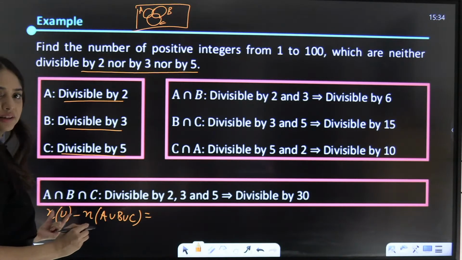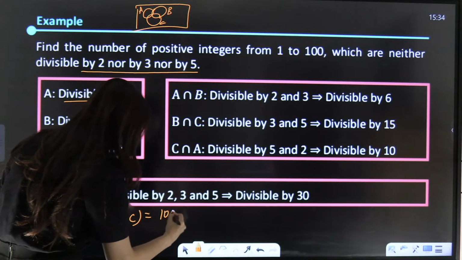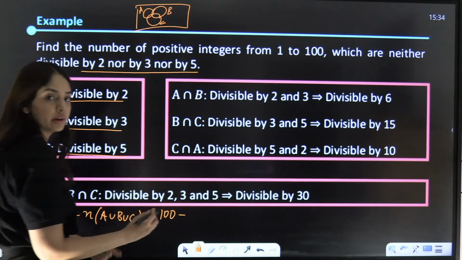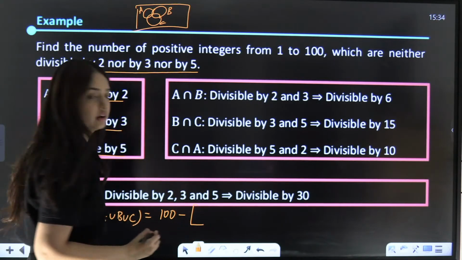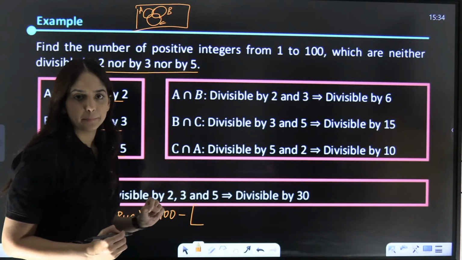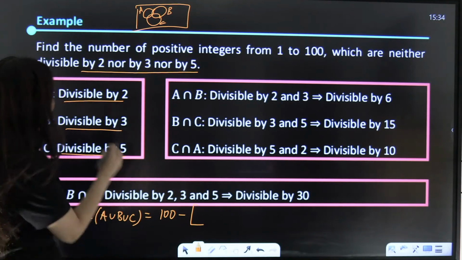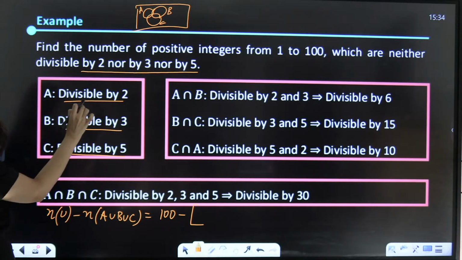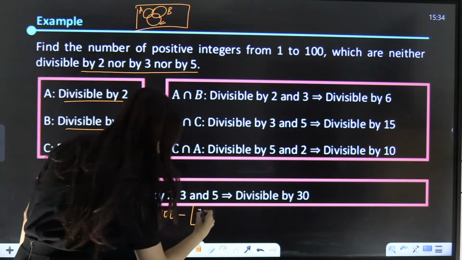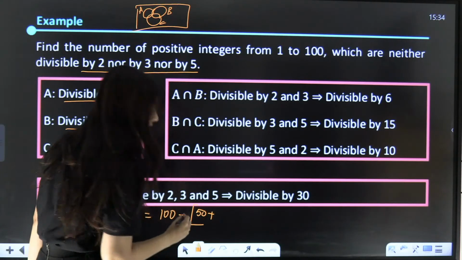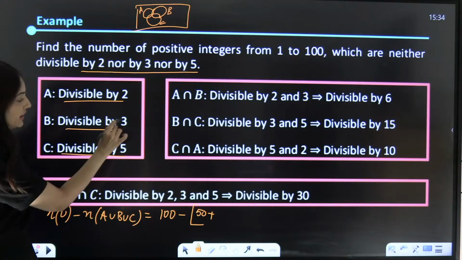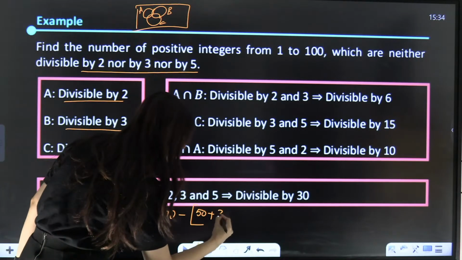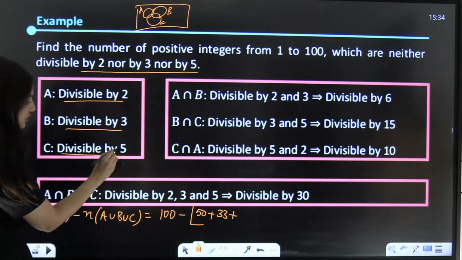Number of elements in U, 100. Number of elements in A union B union C: we first take one at a time. n of A is 100 by 2, 50. Then n of B is 100 by 3, greatest integer 33. n of C, 20.